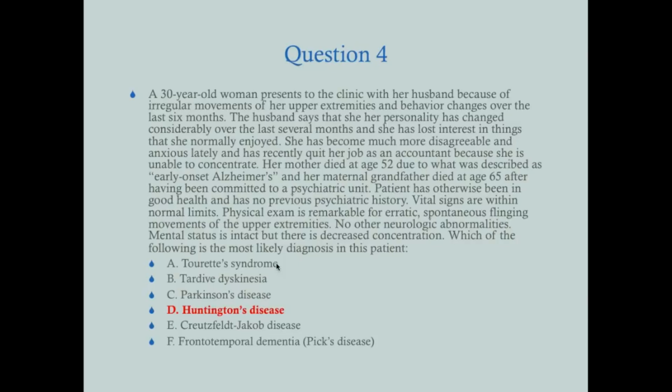And what's useful, and you don't always see it, but if you see it on the USMLE, it will be a dead giveaway, is a phenomenon known as anticipation, which means that it occurs at an earlier age in each subsequent generation. So grandpa died at 65, mom died at 52, now this patient is 30 and developing similar movement, dementia, cognitive behavioral signs.